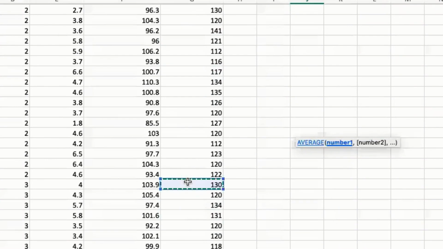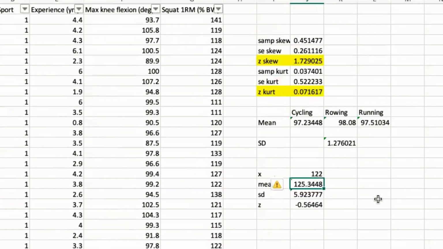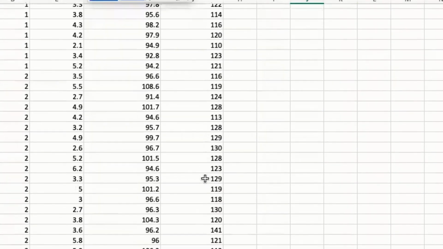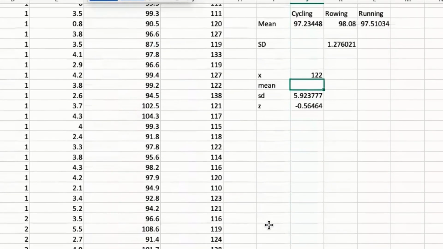Mean of mountain runners, this one to that one. Yeah. So the mean of just the mountain runners, so squat data with the data label of 3. Same would go for standard deviation. And then we find the percentile of a mountain runner who can perform a squat of 122% of his body weight. The z-score calculation shouldn't change. That's just the raw score minus the mean divided by standard deviation.